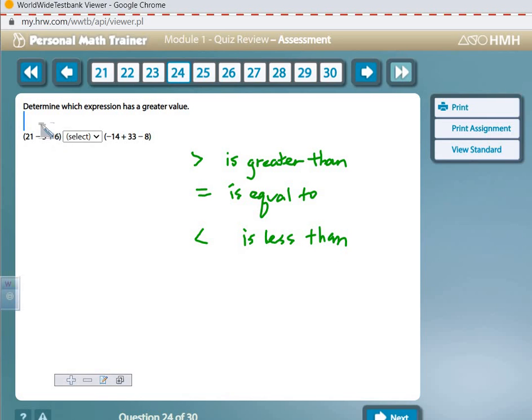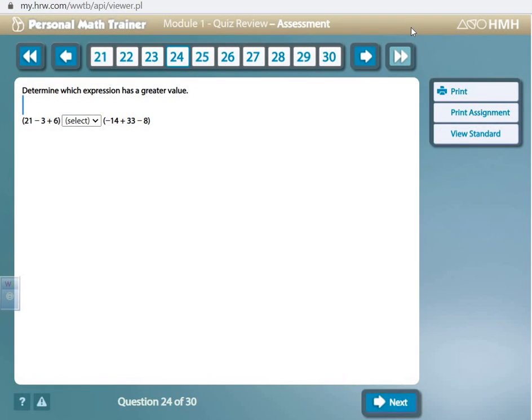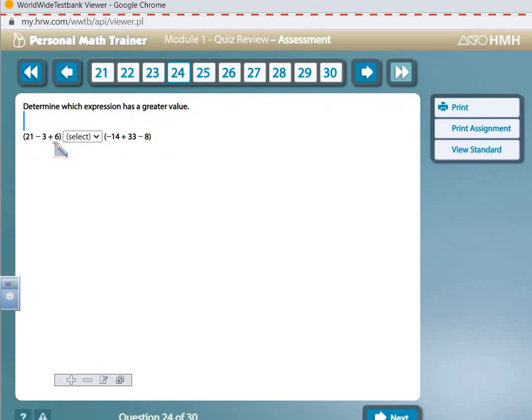So they want to know, if you evaluate this, is it larger than, equal to, or smaller than the second one? Okay, so what we're going to do is this problem, but subtracting a positive is the same as adding a negative. And so I change this one to addition. I'm going to get that answer.